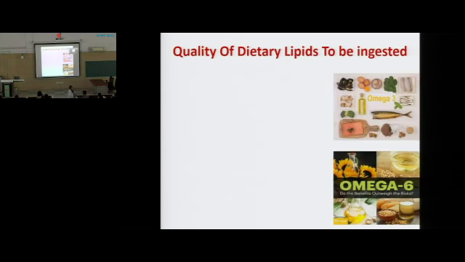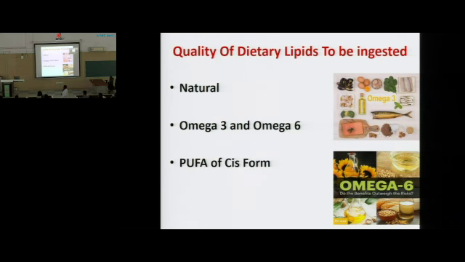Now, which PUFA quality should be eaten? Natural, cis, trans, this form. So again you have to remember the lipids should be natural, they should be PUFA, that is omega 3, omega 6, which should be of cis form, and generally an ideal ratio of PUFA, MUFA and SFA should be maintained so that we get all these fatty acids and help in our structural and functional aspects.